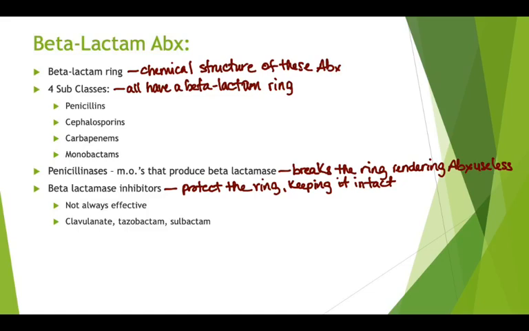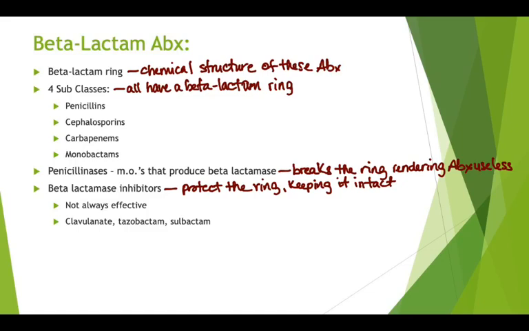And then you have your beta-lactamase inhibitors. Those are actually going to protect the ring and keep it intact. The thing is that they're not always effective. Examples are your clavulanate, your tazobactam, and your sulbactam. Those are all specific beta-lactamase inhibitors.